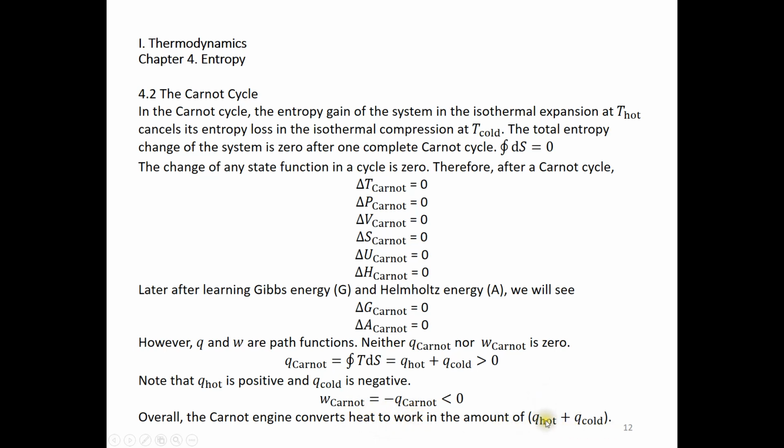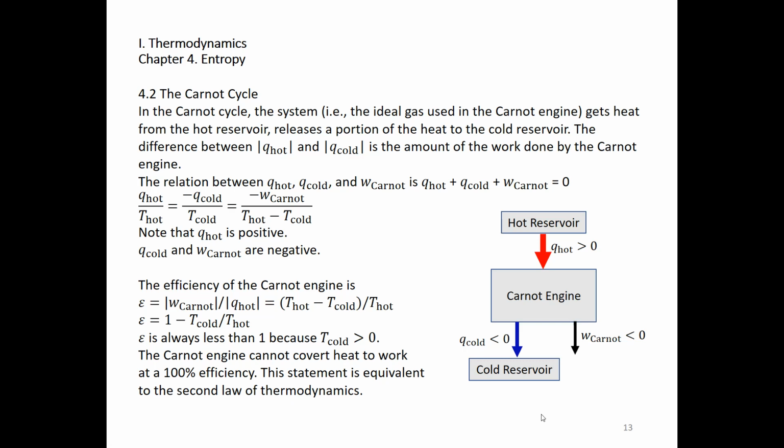But don't forget, this Q hot is positive, Q cold is negative. So over here, Q hot plus Q cold is actually less than Q hot. In the Carnot cycle, the system, which is the ideal gas in a Carnot engine, gets heat from a hot reservoir. It releases heat to the cold reservoir, but there's a difference. The difference between Q hot and Q cold is the amount of work done by this Carnot engine, and we can have the relation between Q hot and Q cold.